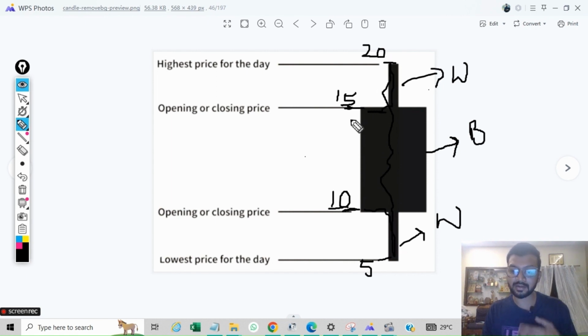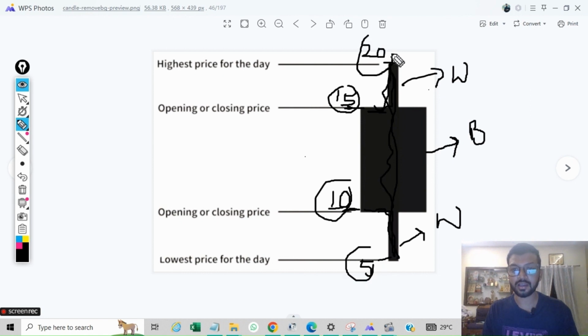And similarly in a red candle, just the opening and closing prices change. Suppose that this is a red candle, the market opens in the morning at a price of 15. In between, it has moved to 20 and also 5, but at the end of the day it has closed at 10. Then we say this is our closing price, this is our day low and this is our day high.